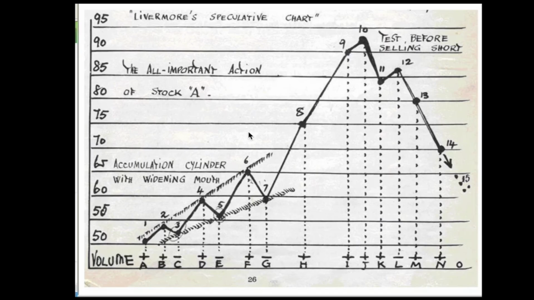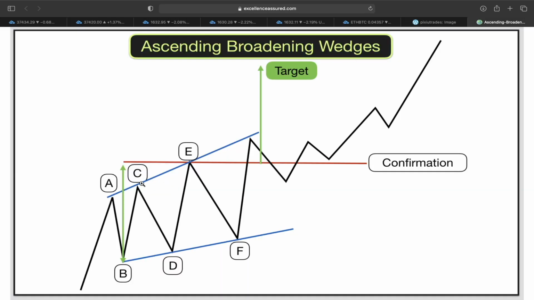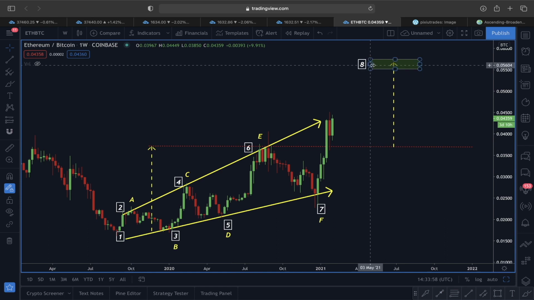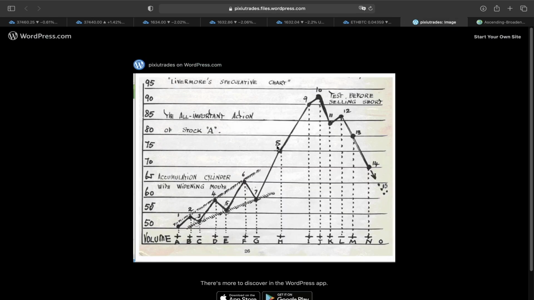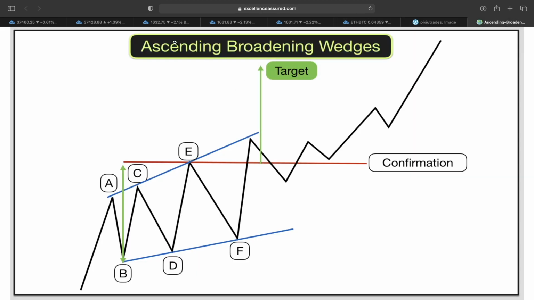If you look at this one scenario, this Livermore speculative chart, we were heading towards this 0.8 area, and we wanted to find out where this 0.8 could be. For that, what I did was I added this ascending broadening wedge. According to this ascending broadening wedge, if you measure the target here to the upside from this point B to this point E area, the length here to the upside is going to be the target area. And if you look at our case, you can see this point E is where we could possibly be heading according to this Livermore speculative chart.